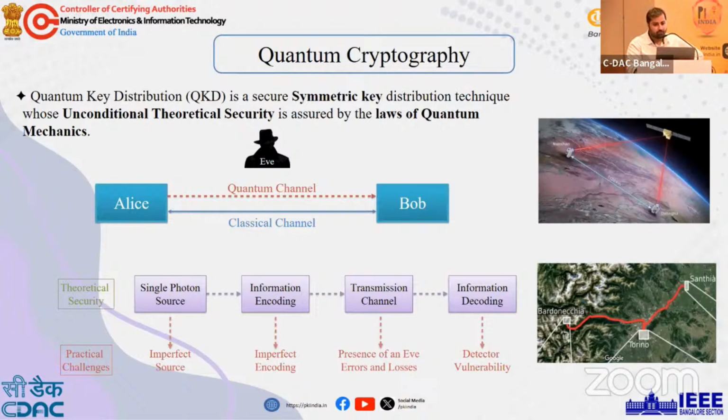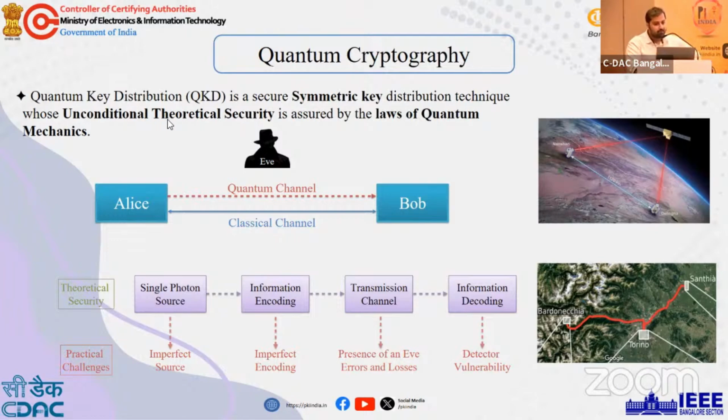Let's talk about quantum key distribution. QKD is a secure symmetric key distribution technique whose theoretical security is assured by the laws of quantum mechanics, such as the no cloning theorem and Heisenberg's uncertainty principle. In a traditional QKD setup, there are two parties called Alice and Bob. Theoretically, Alice has a single photon source, or we can say a qubit, in whose quantum state information can be encoded and transmitted through the quantum channel. This quantum channel can be free space or fiber, as shown in this picture. The first one is free space or satellite based, and the other one is the existing telecommunication fibers. On the other side, Bob decodes the information encoded by Alice.